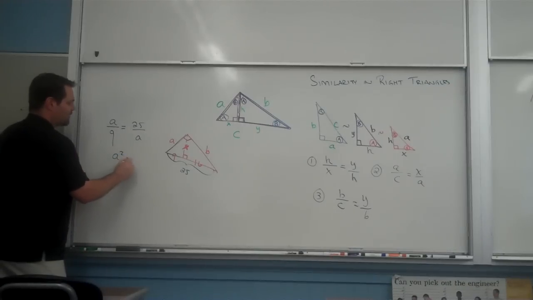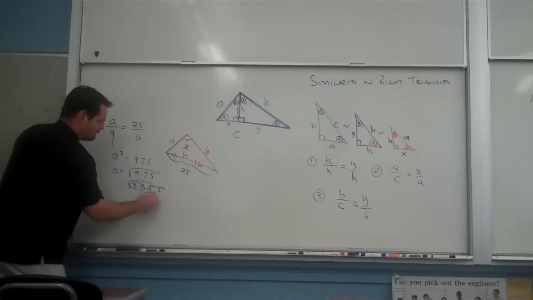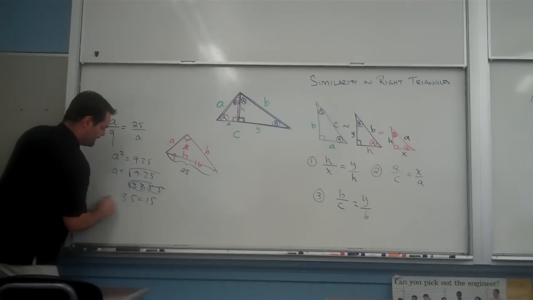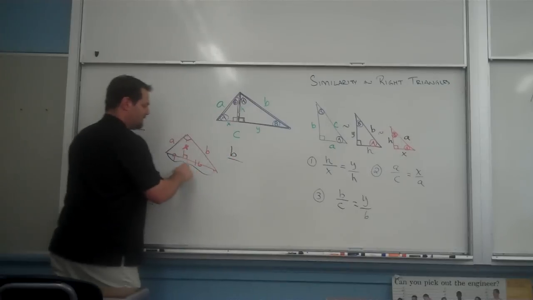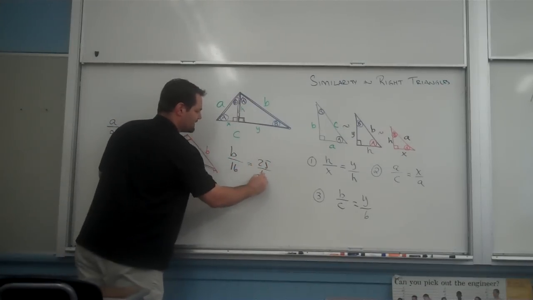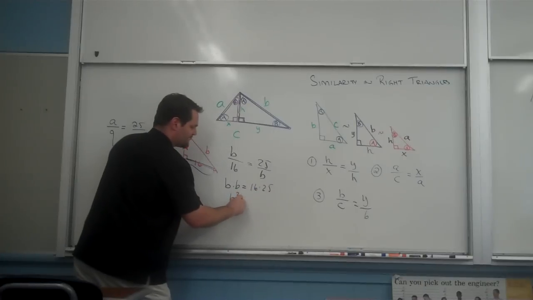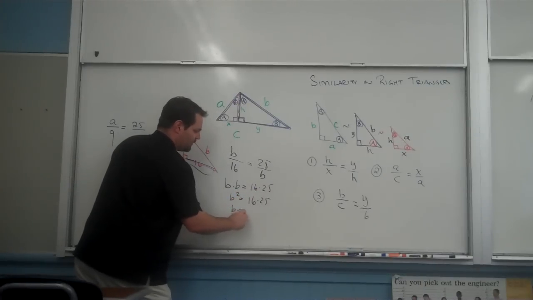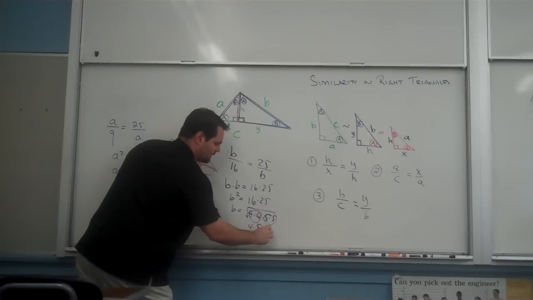Now that lets me use cross multiplication to solve. A is equal to 15. I could also find B. B is to the side next to it as the whole hypotenuse is to B. B times B is equal to 16 times 25. B squared is equal to 16 times 25. B is equal to the square root of that, which I'm going to factor and solve. You could multiply it out and solve it that way, but I find this faster.